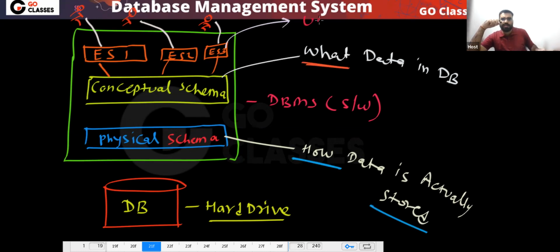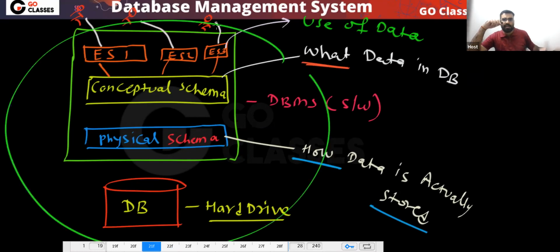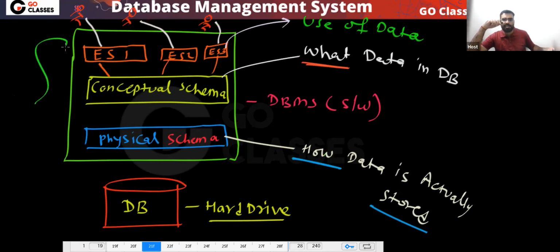How are we using the data? Or I can say basically different access to the users. This tells you the use of data, and we are giving different data to different users. Is this clear to everyone? So different users must have different views of the data. Very simple. So these are your three levels of DBMS architecture, three levels of schema.